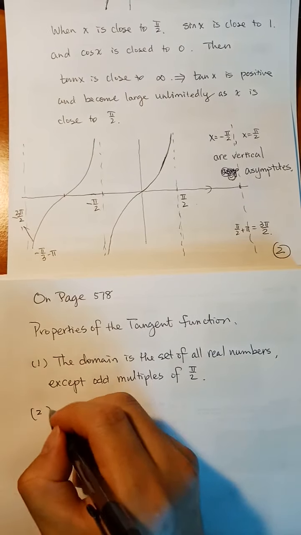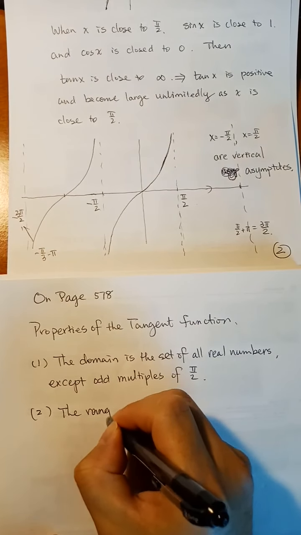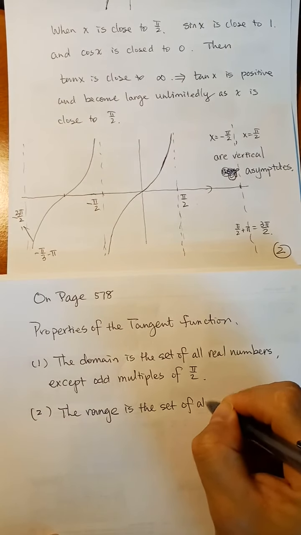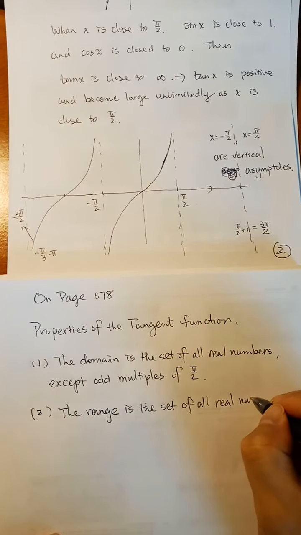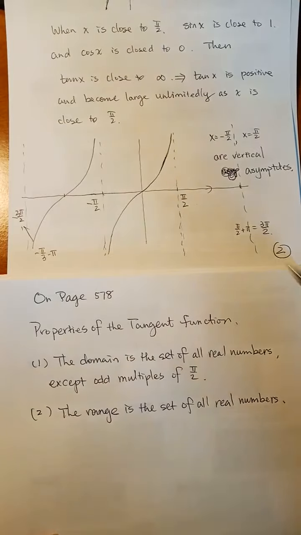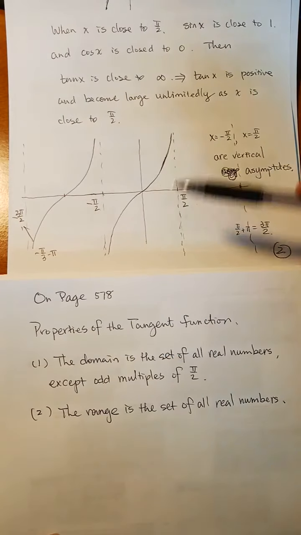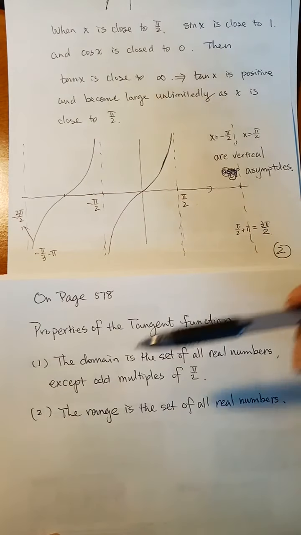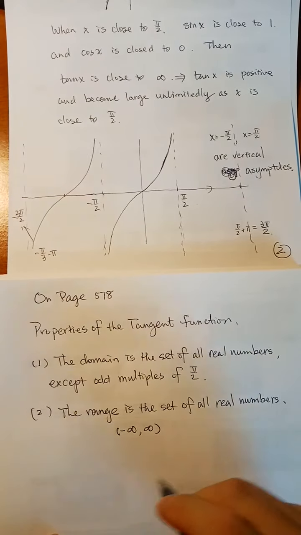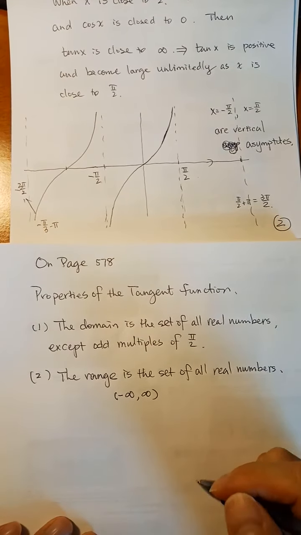Okay, second, this is domain. You will skip some points. The range is the set of all real numbers. So the range does not miss any value. You can see here, it covers from top to the bottom all the points, all the possible values. So the range is from -infinity to +infinity. Sometimes you can say that the range is from -infinity to +infinity. It's another way to say the set of all real numbers.